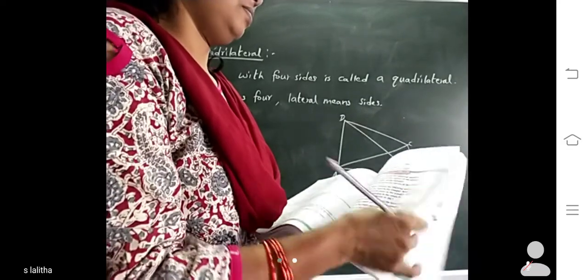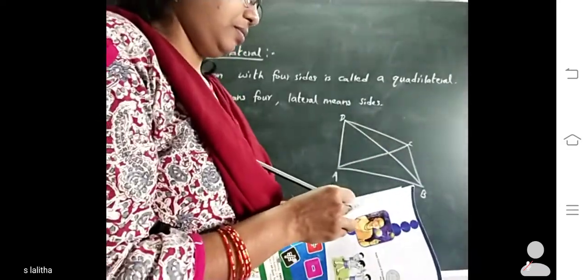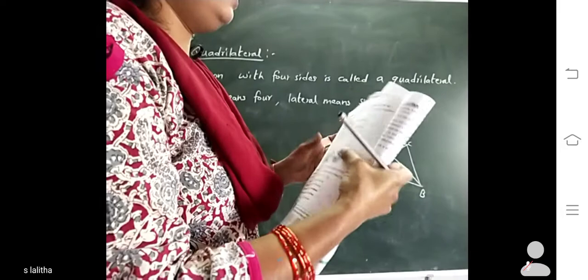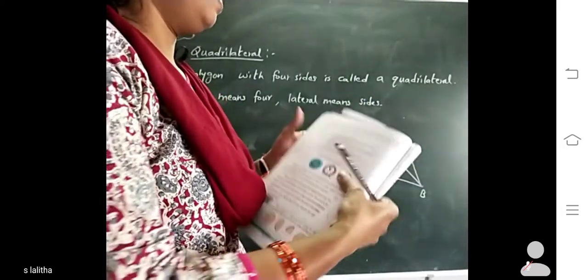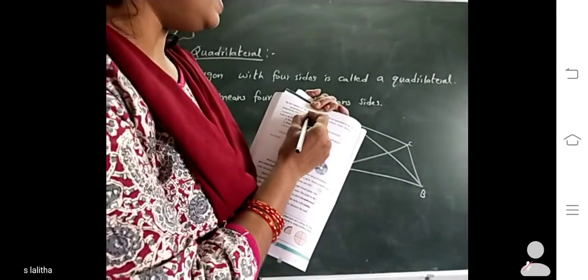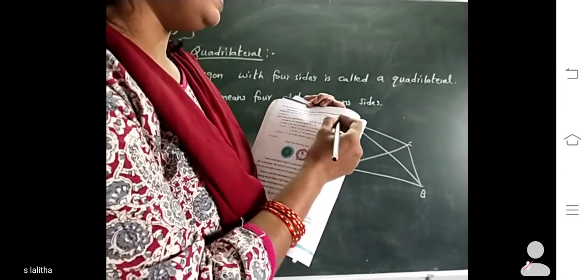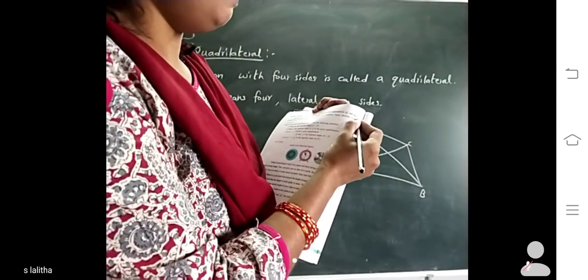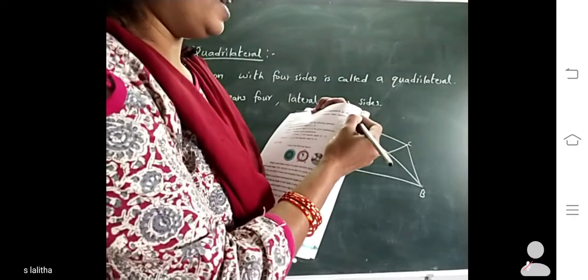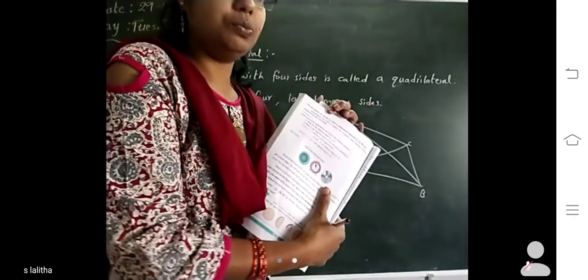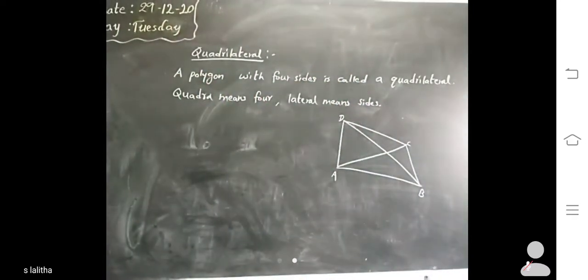And next page. This line, first line you have to write. The line segments AC and BD are called its diagonals and represented as AC and BD. So first line you have to write. Okay? Come on, write now.